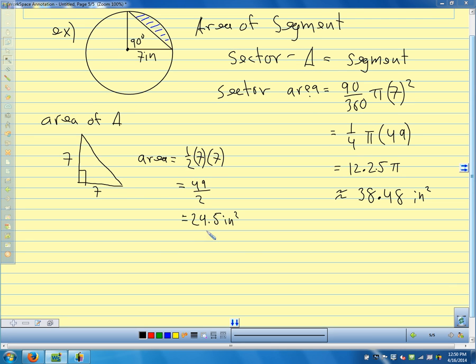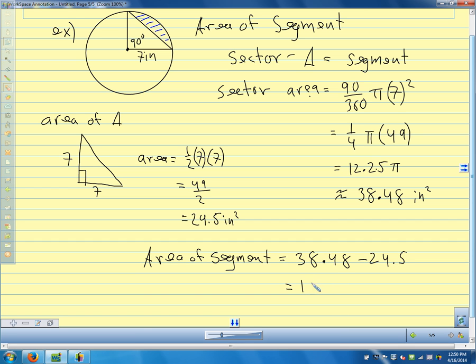So the area of the segment is 38.48, the area of the sector, minus 24.5, and that comes out to be 13.98 square inches.